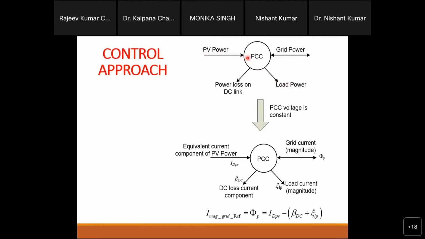In between, we have one big capacitor bank on the DC link. Definitely, once we attach a big DC link capacitor, some power will be lost there to maintain the DC voltage. So those losses are considered as a load here, the power loss on the DC link. That's why the arrow is outwards. Similarly, here the arrow is outwards because the power is going and this power is coming. These are unidirectional.